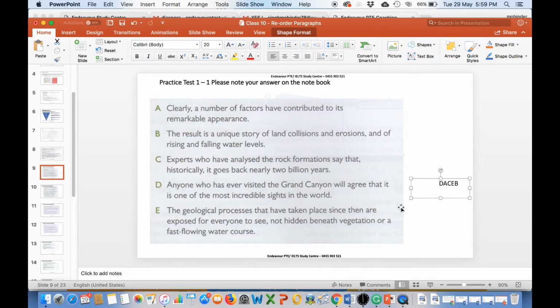Anyone who has ever visited the Grand Canyon will agree that it is one of the most incredible sights in the world. Clearly a number of factors have contributed to its remarkable appearance. Experts who have analyzed the rock formations say that historically it goes back nearly 2 billion years. The geological processes that have taken place since then are exposed to everyone to see, not hidden beneath vegetation or a fast flowing water course. Now the result is a unique story of land collisions and erosions, and of rising and falling water levels.